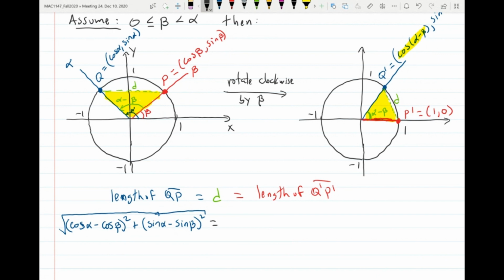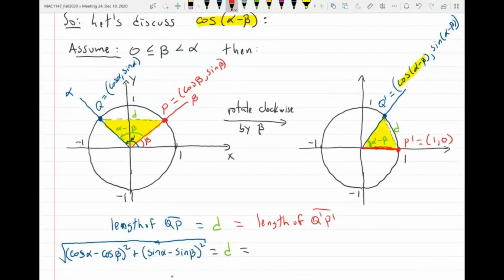All right, so now this is the same thing as D, but on the other side, we can look at the length of the distance Q prime, P prime. Once again, we use the distance formula. So this will be the square root of the difference of the x's, cosine of alpha minus beta minus 1 squared, plus the difference of the y's. In this case, that's just sine squared, because we have sine minus 0. So sine of alpha minus beta minus 0, and then squared.